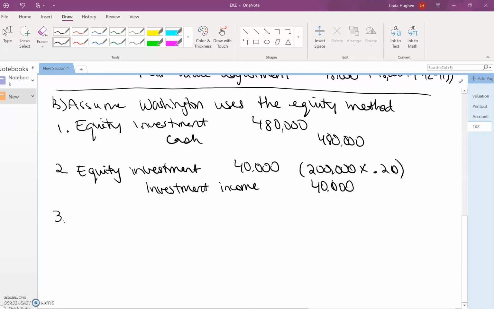Item 3 says at December 31st, 2019, the shares of Allied Company have a fair value of $12 per share. What do we do with that information? Ignore it. Under the equity method, we ignore the fair value of the shares of the investee's stock.